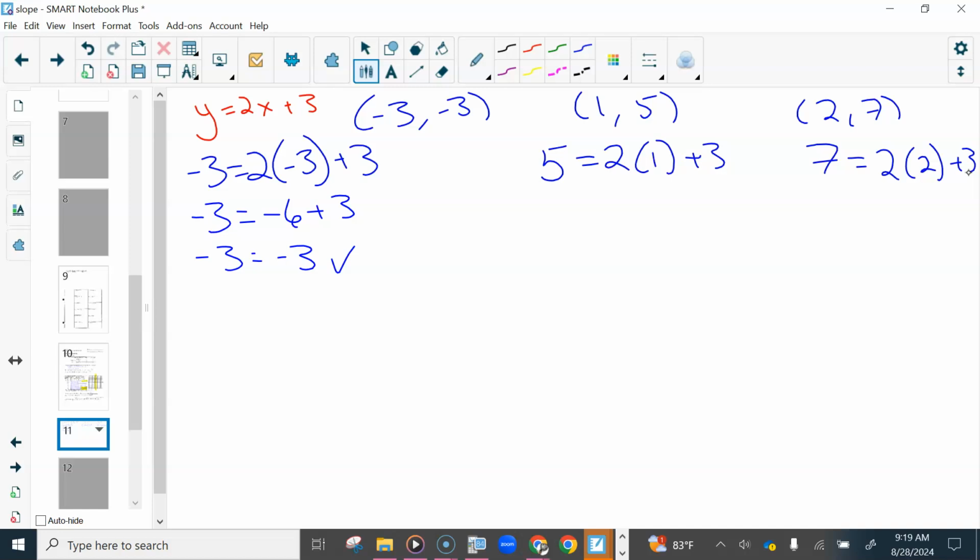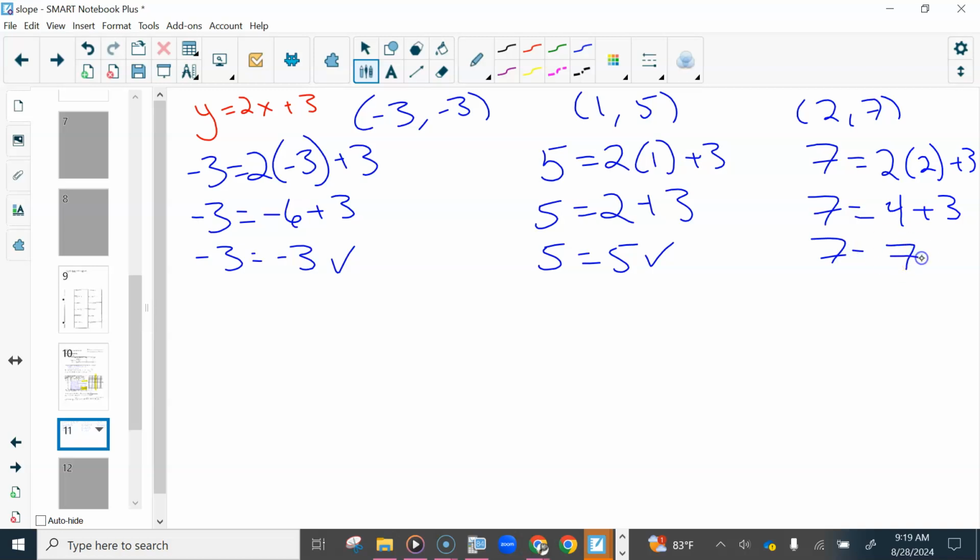So for 1, 5, I put in 1 and 5. 2 times 1 we know is 2. And 2 plus 3 is 5, so that works. That is a point that falls on the line. And then for the last one, 2 times 2 is 4. 4 plus 3 is 7. So I know that is a point that falls on the line. So anytime you're not sure, use this method as a way to check yourself. Do you have any questions on that?